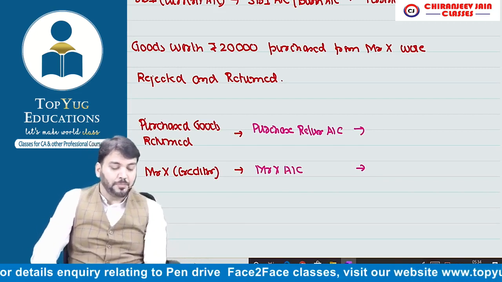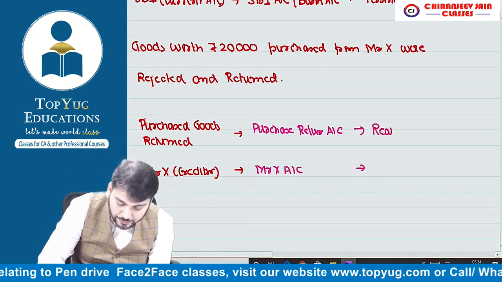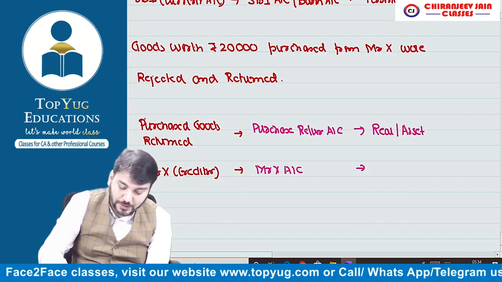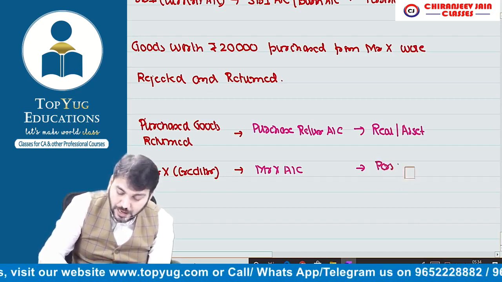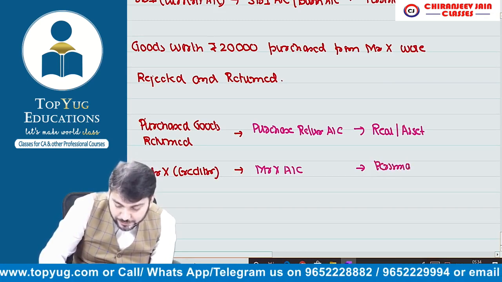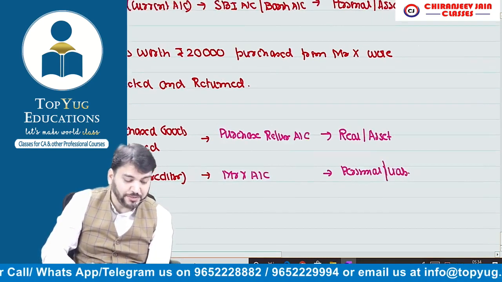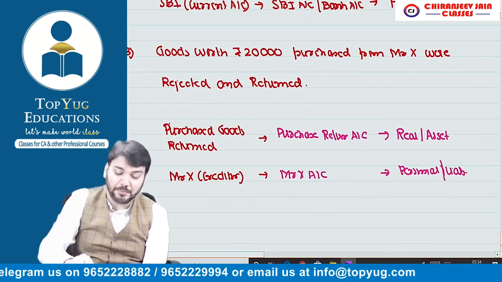Purchase return is a real account and an asset because it represents goods. And Mr. X is a personal account and a liability. Understood this point? So Mr. X is a liability. It was a creditor, which means it was a liability.